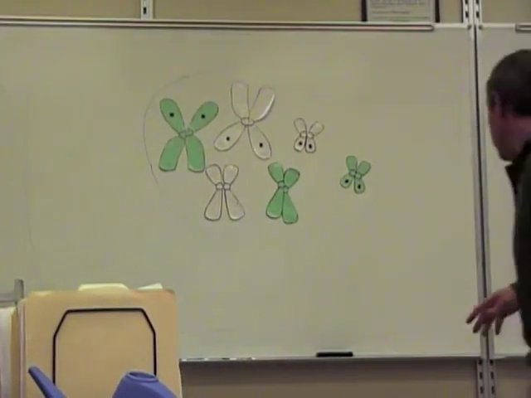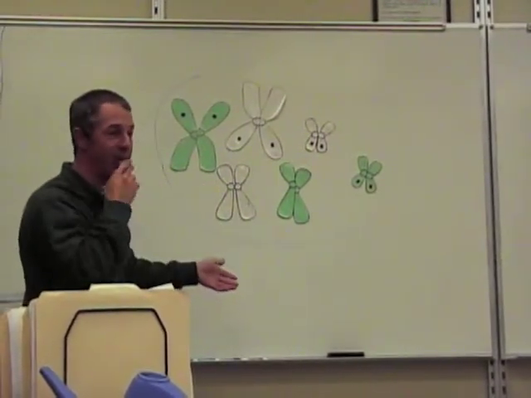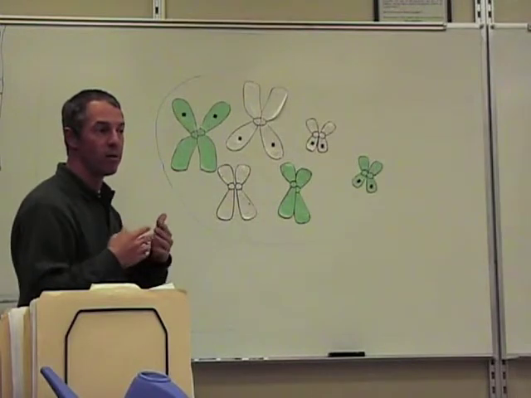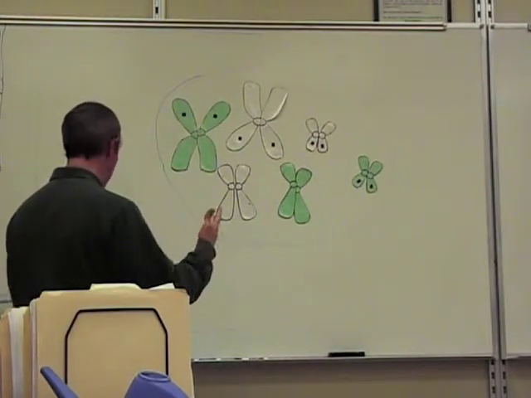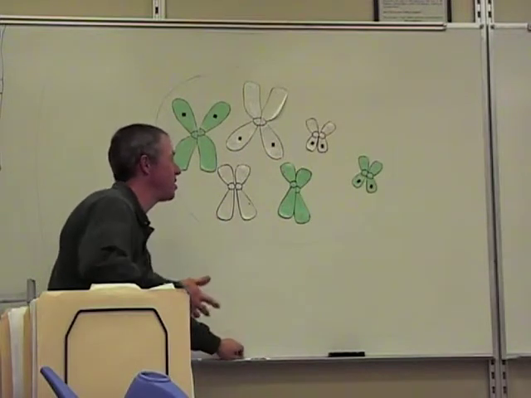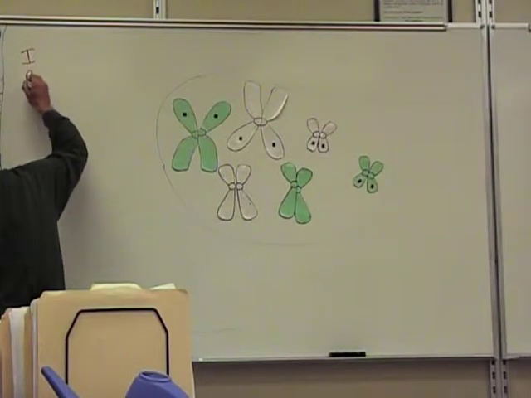So, we see the cell looks a certain way when it's about to divide, and we call that mitosis. So, there are really five phases to the cell cycle.